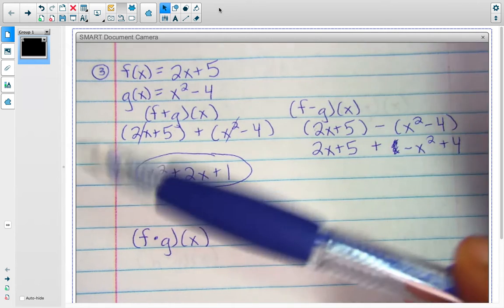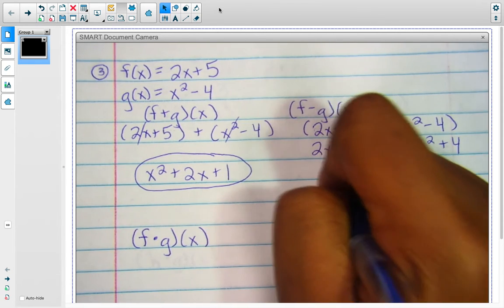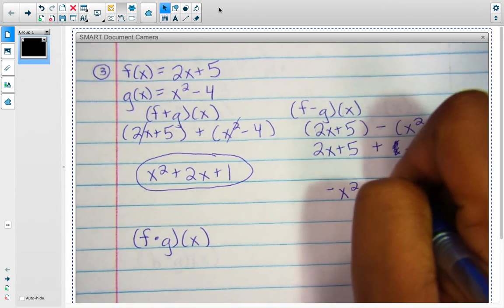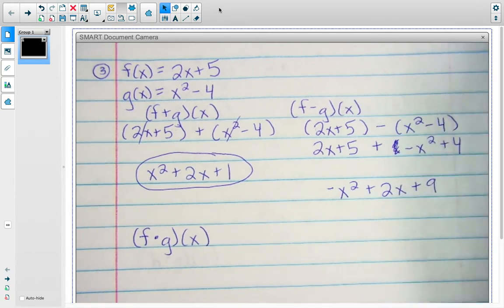Again, I'm just writing in pen so we can see it a little darker, but you should do it in pencil. So write your answer in order. The negative x squared comes down. Nothing goes with it. Nothing goes with the 2x. And 5 plus 4 is 9.